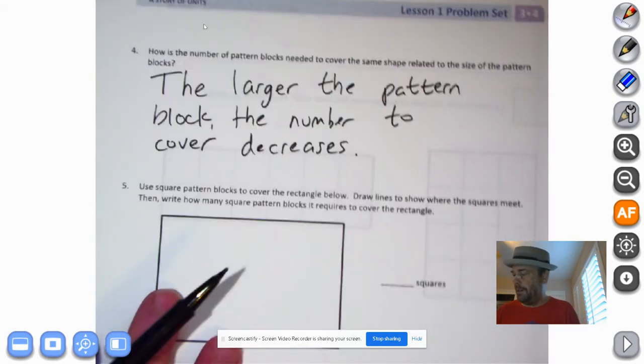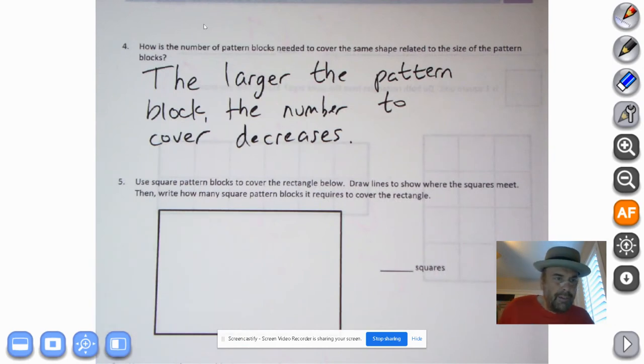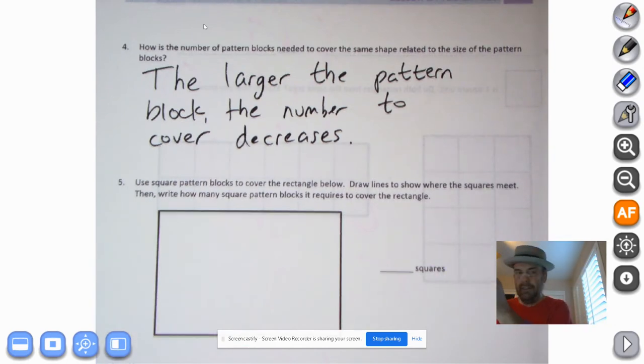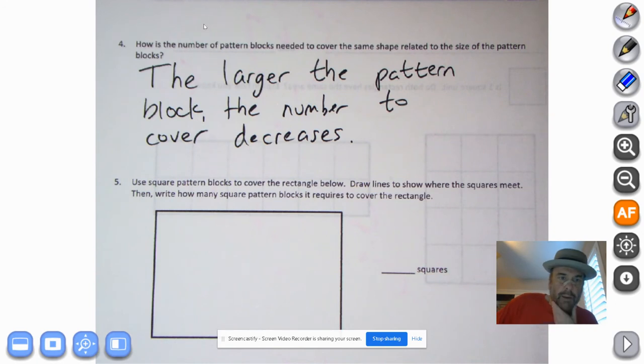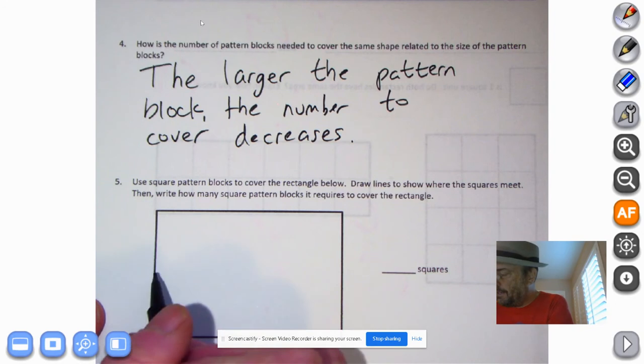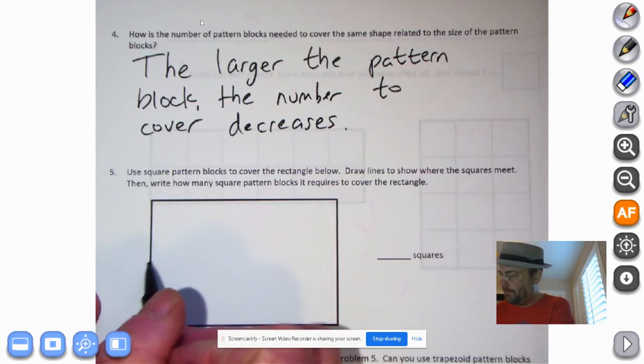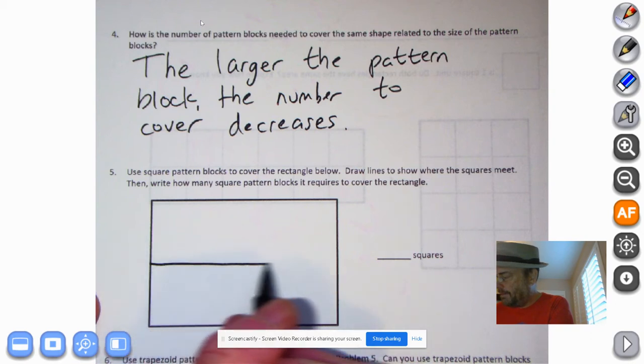All right, so we're going to go into number 5 here. Use square pattern blocks to cover the rectangle below. Draw lines to show where the squares meet. Then write how many square pattern blocks it requires to cover the rectangle. So we're looking for square pattern blocks. I'm going to go right down the middle. Remember, squares have equal sides all the way around.